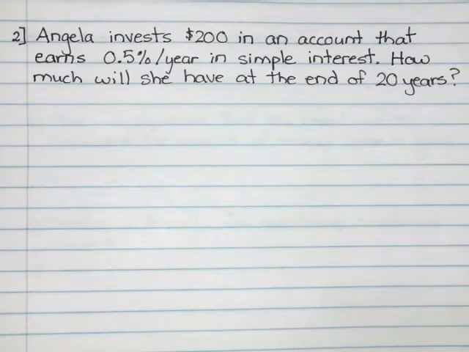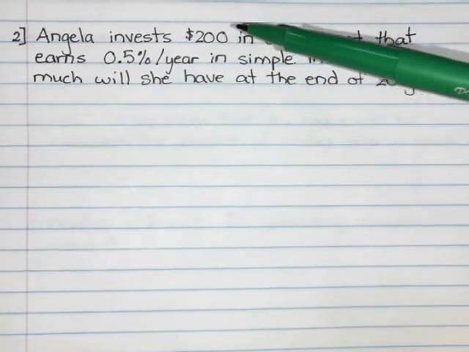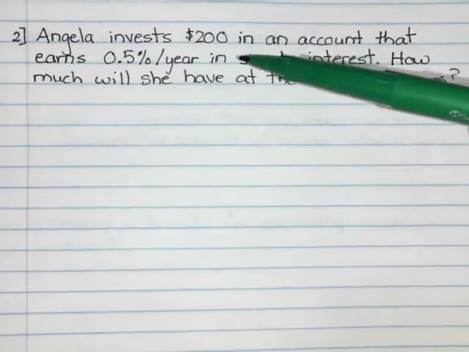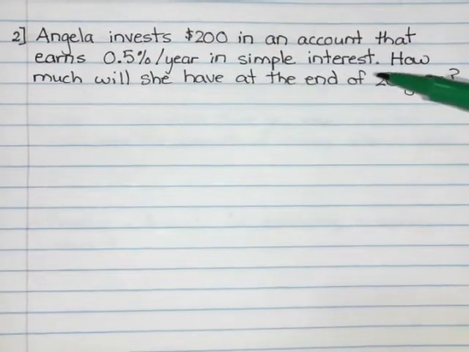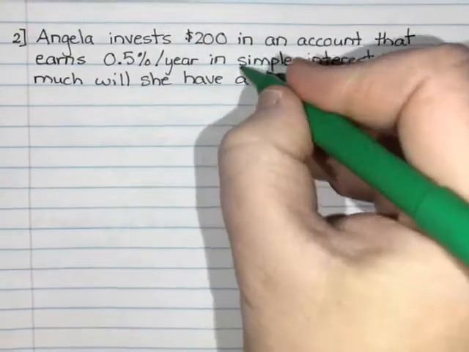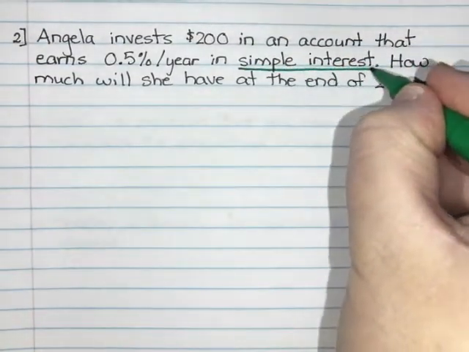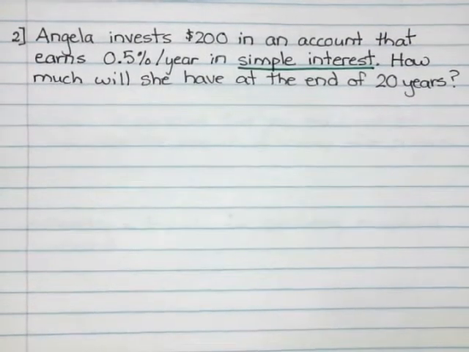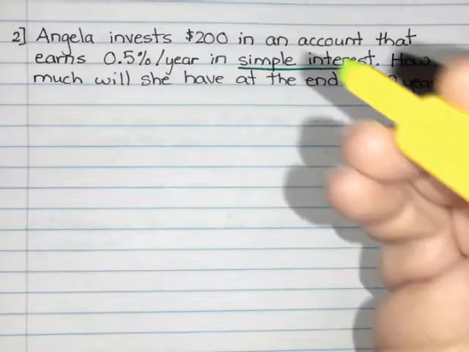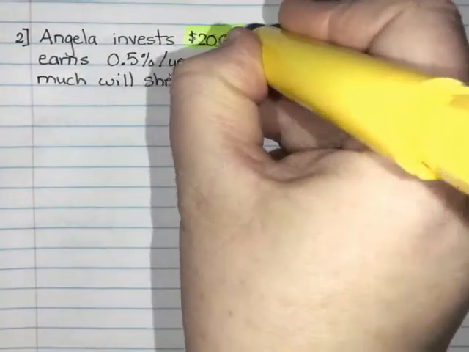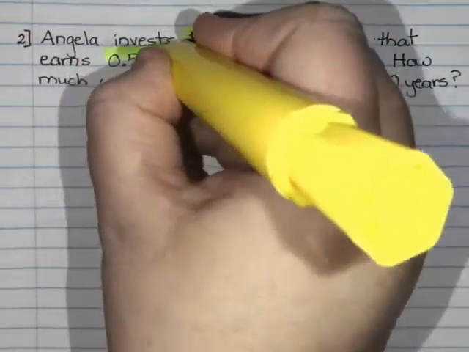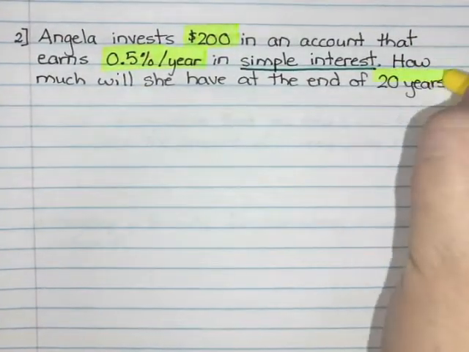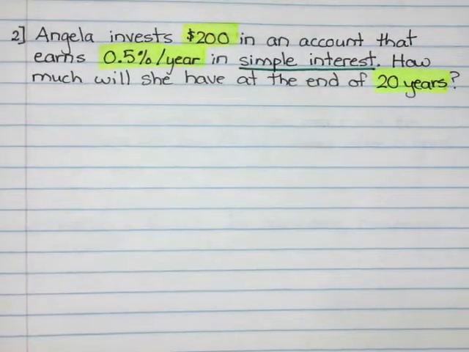A question says, Angela invests $200 in an account that earns 0.5% per year in simple interest. How much will she have at the end of 20 years? I do notice, first of all, that it does say simple interest, which is what we've been talking about today. Then I am going to highlight all of the important things in this question. She is investing $200 to start. She's getting 0.5% per year in interest, and she's leaving it invested for 20 years.